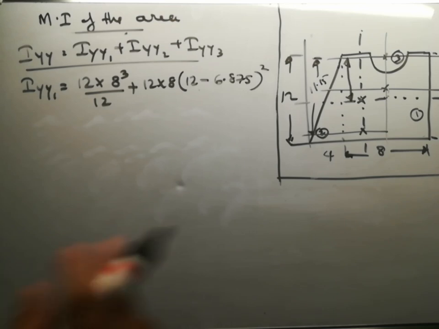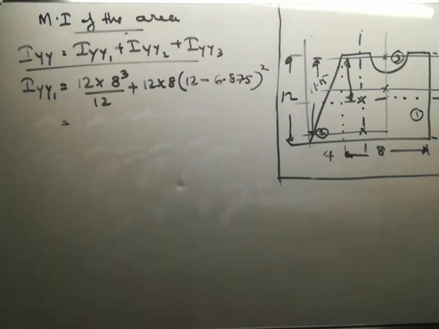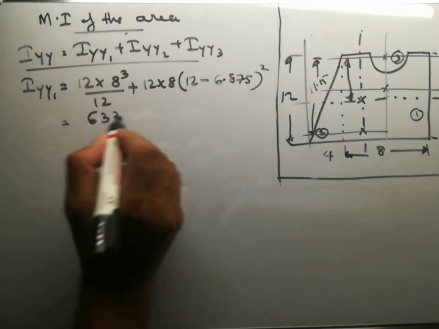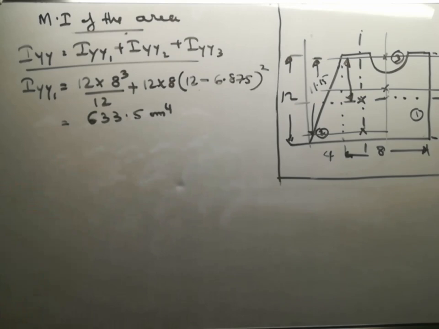That will be the moment of inertia of the rectangle about the centroidal vertical axis or y axis. So what is the value of Iy1? Iy1 is equal to 633.5 centimeter raised to 4.